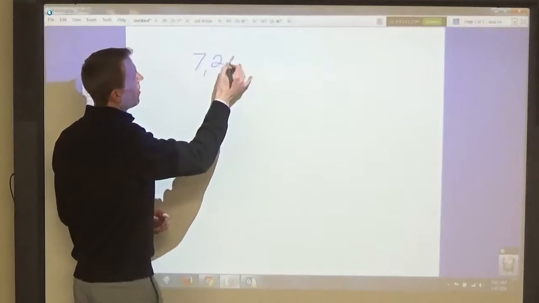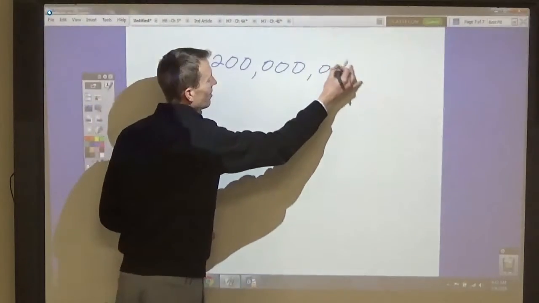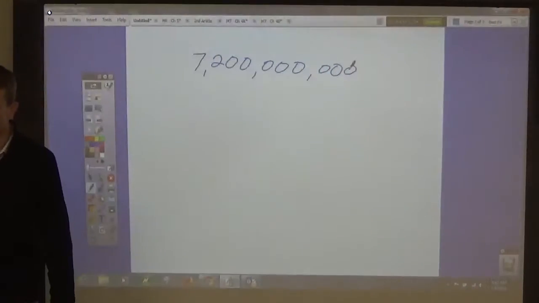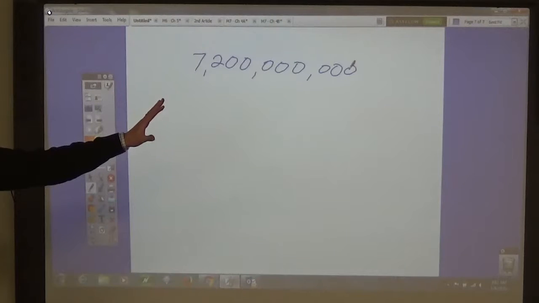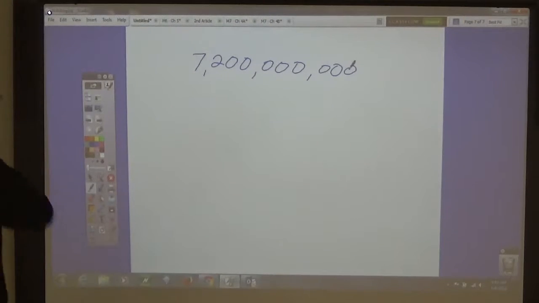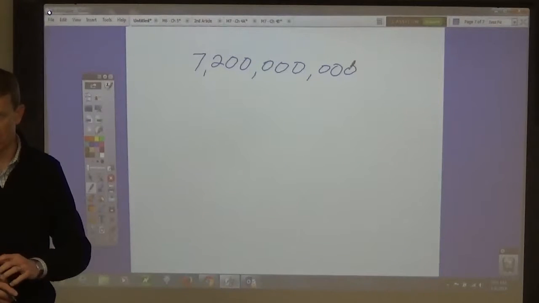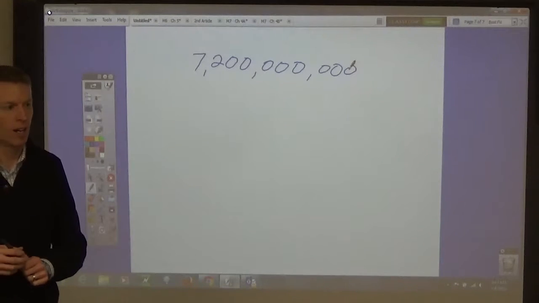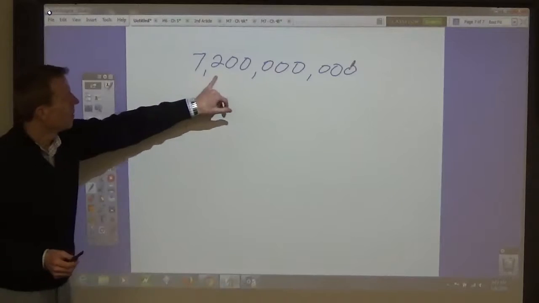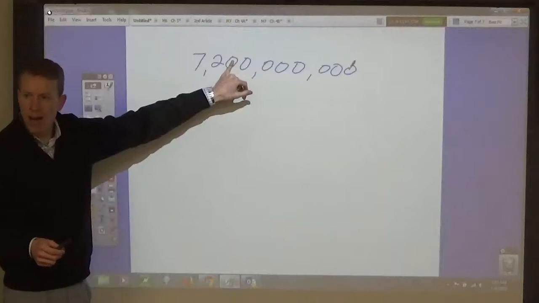If you were to write this number, let's take Jacob's estimation, 7.2 billion people in the world, you can write this number in scientific notation. Scientific notation is used to write really, really big numbers and really, really small numbers. It's used to take this number and write it as a power of 10.